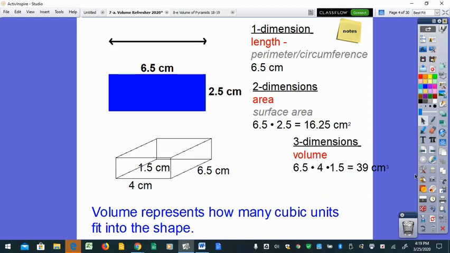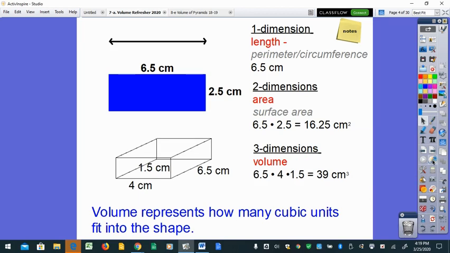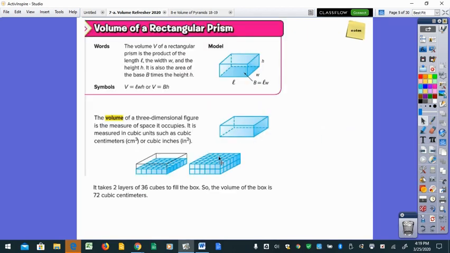To show you that picture, let me go on to the next slide here, and you'll kind of see what I mean down here. So if we were to fill a shape with cubic units, so in this case cubic centimeters, 1 centimeter by 1 centimeter by 1 centimeter, how many of those cubes would fit in the box? And that number is called volume.